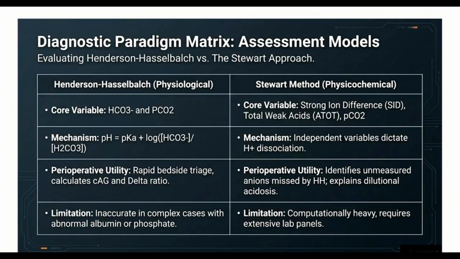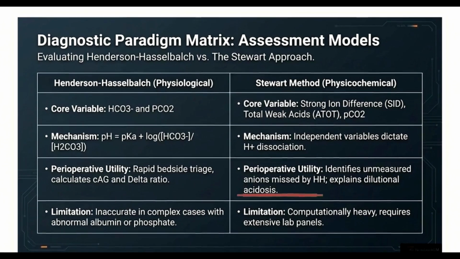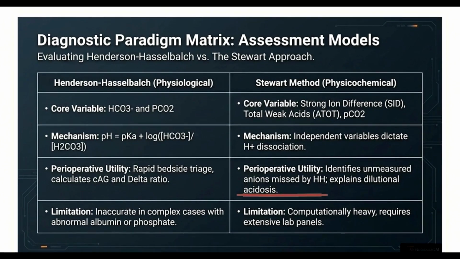This matrix compares the two assessment models. Henderson-Hasselbalch relies on bicarbonate and PCO2. The Stewart method uses strong ion difference, total weak acids, and PCO2. Under perioperative utility, electrical neutrality is respected. Variation in bicarbonate is a passive consequence, not its primary cause.